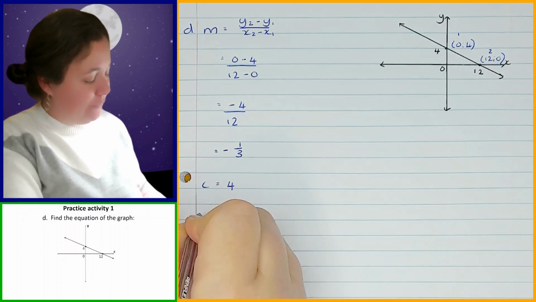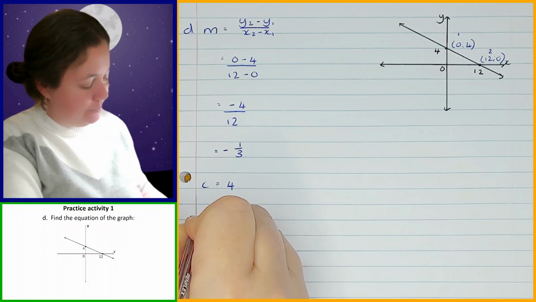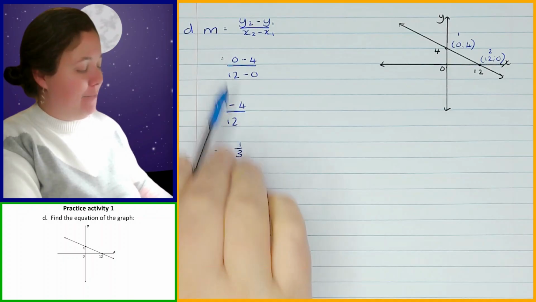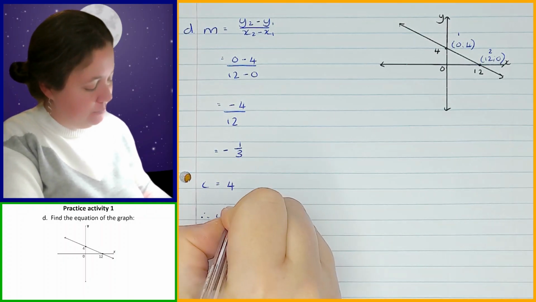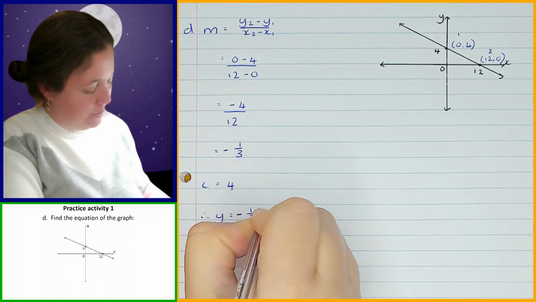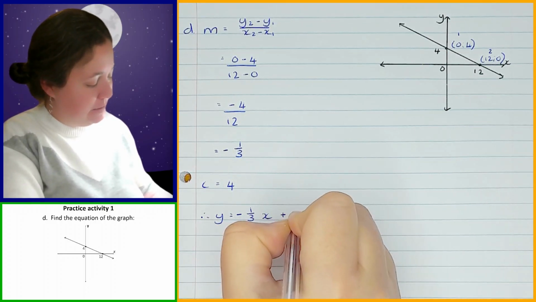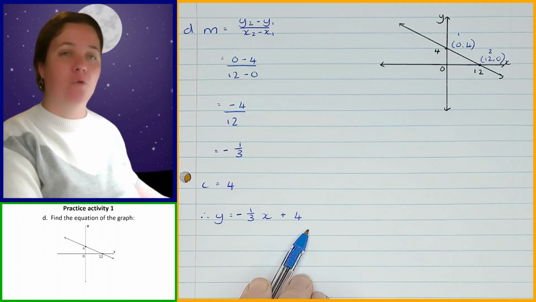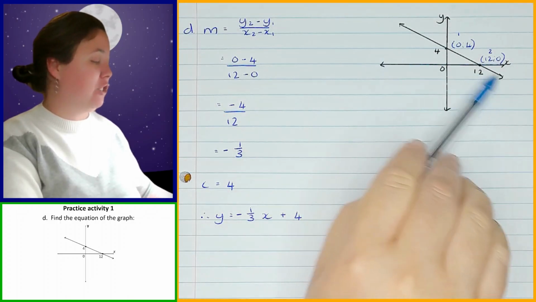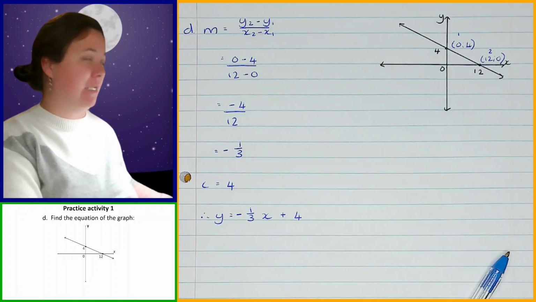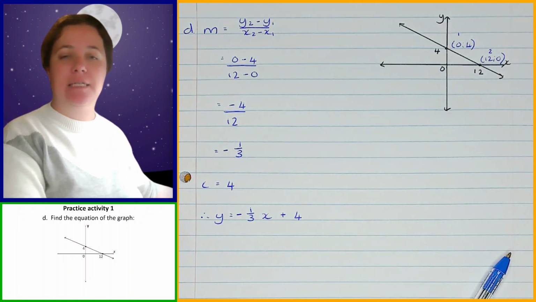Now we can fill that in and make that our equation. So y is equal to m, which is negative 1/3, x, and then plus c, which is 4. So that's what you should have got for question D: the equation for this linear graph is y equals negative 1/3 x plus 4. Right, let's go on to our next example.